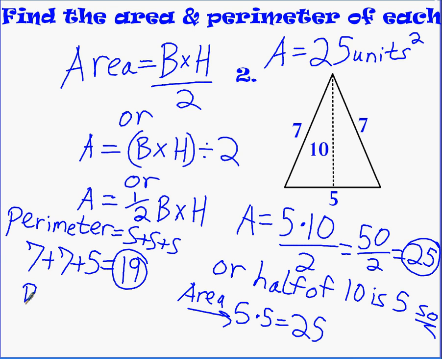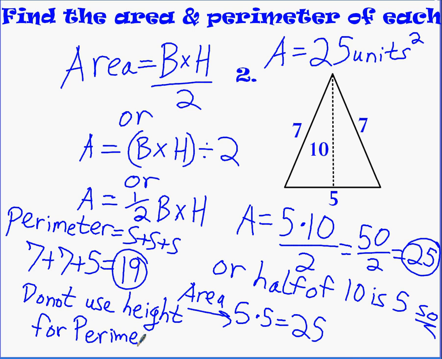We don't use the height for the perimeter of a triangle, because if you were going to walk around the perimeter of that triangle, you wouldn't walk straight through the middle. And that's the case with every shape. You don't use height, ever, in perimeter. No, no, no. On to parallelograms.